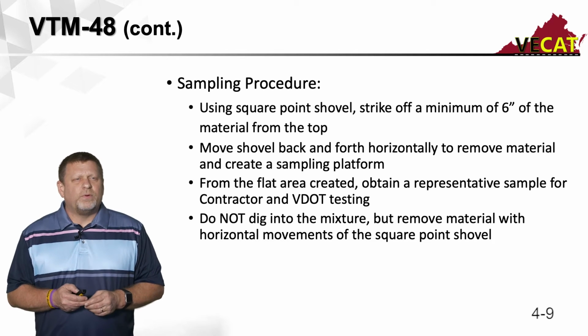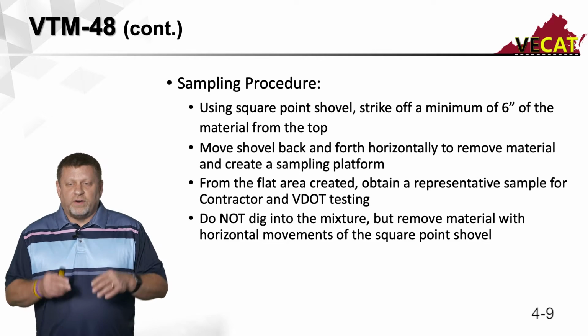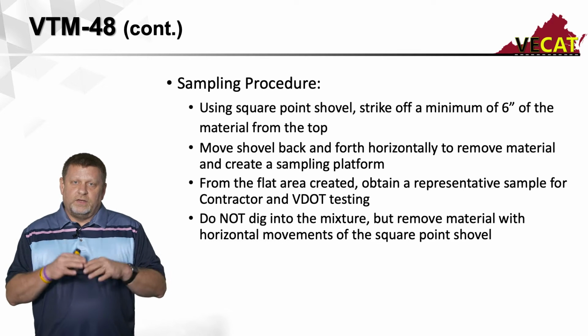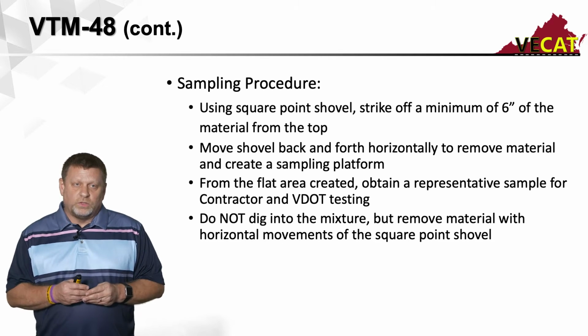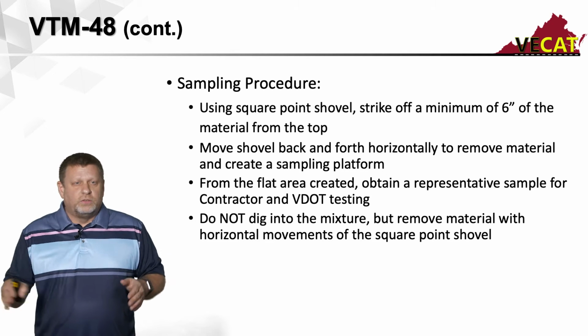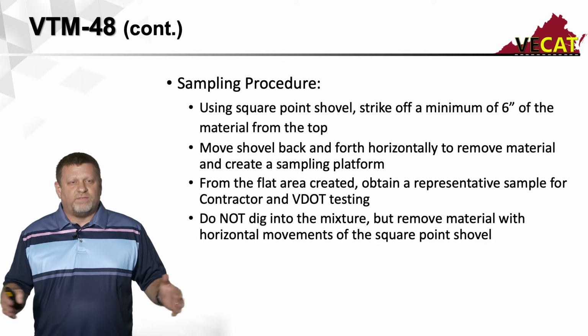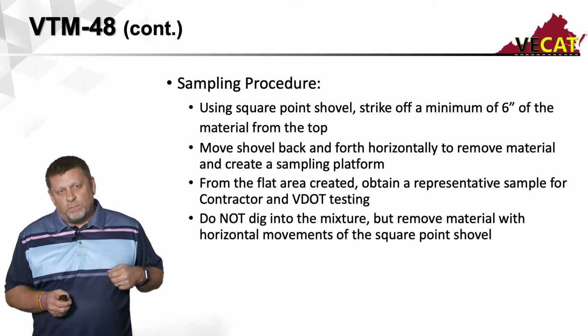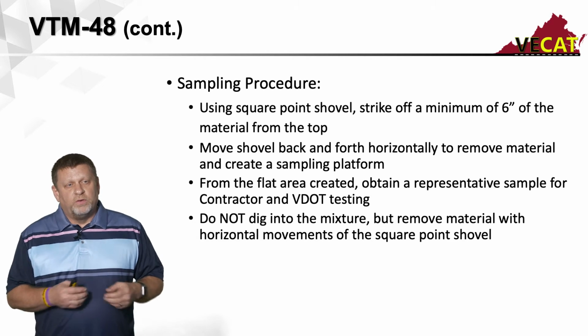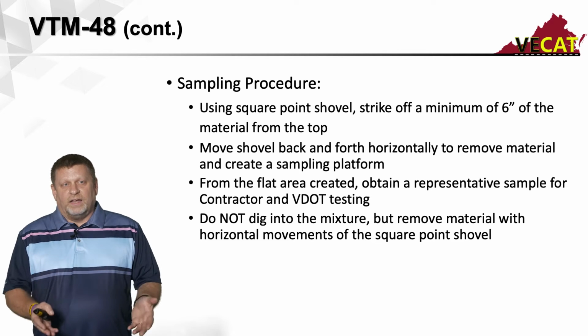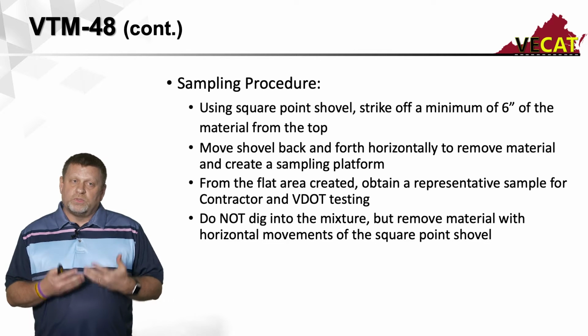Basically, to take the sample, you use the square point of the shovel. You strike off a minimum of 6 inches of the very top of the load. As I stated during that video, this load was loaded in one drop, so it has a peak. You're striking off that top 6 inches so that you get what we call a level platform. To do this, you're going to move the shovel back and forth horizontally to remove the material, and that will leave that level platform from which you will take your sample.